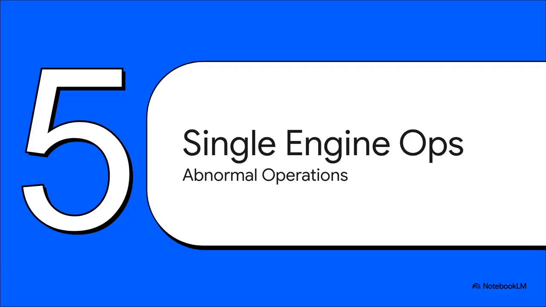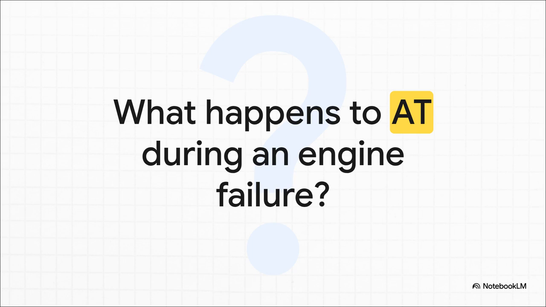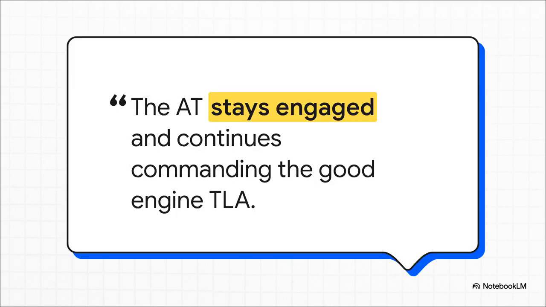Finally, Section 5, Single Engine Abnormal Ops. All right, picture this. You are right at V1 in the sim. Worst possible timing, right? The workload is through the roof and bam, an engine completely fails. What does the auto throttle do? Do you need to immediately reach over and fight it? The engineering here is honestly brilliant.